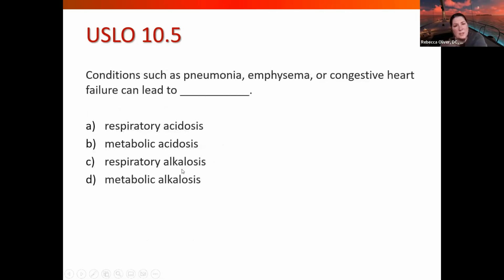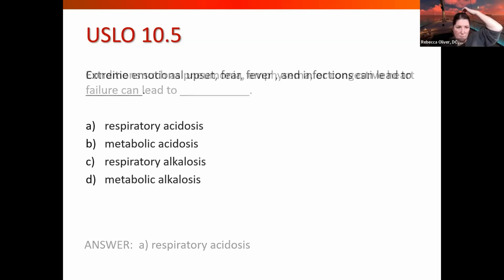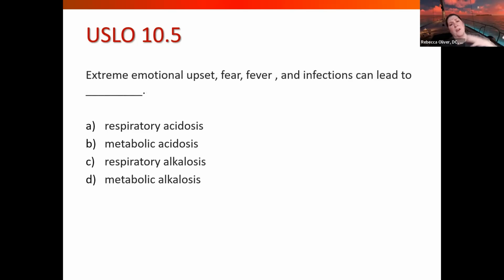Conditions such as pneumonia, emphysema, and congestive heart failure can lead to what's happening here. Well, all of these basically mean that we're not getting good lung excursion, and so we might end up having respiratory acidosis. Extreme emotional upset, fear, fever, infections can lead to, well, what happens when you get really upset or really scared? Well, you end up breathing really fast, and that can lead to respiratory alkalosis.